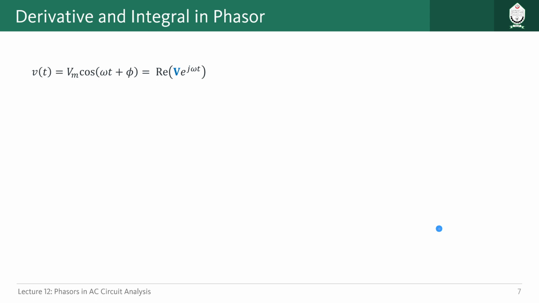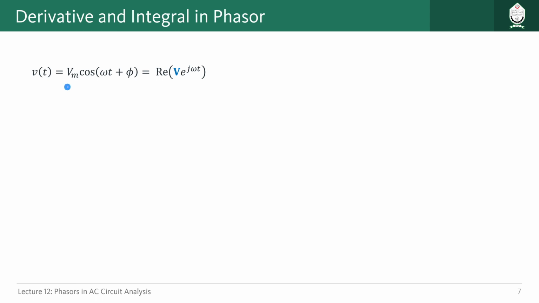Now, when we discussed in the previous lecture, we said that one of the problems we had in solving AC circuits was to calculate differential equations. Calculating derivatives and integrals is very difficult when you have multiple elements in the circuit, all of them AC quantities. So can we solve that problem using phasors? Let us look at this one. We are trying to find the derivative and integral in phasor.